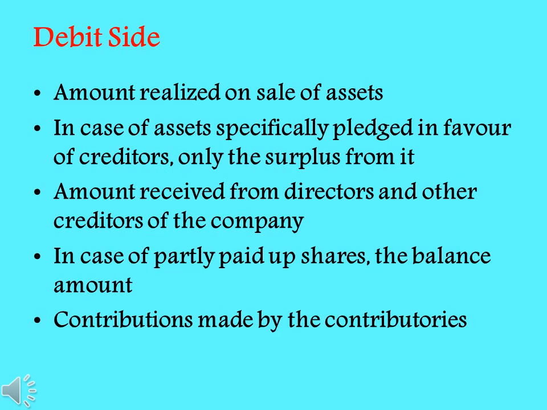The following are the various aspects of the debit side. It consists of the amount realized on sale of assets. In case of assets specifically pledged in favor of any creditors, only the surplus arising therefrom. The amount received from directors and other creditors of the company. In case of partly paid shares, the balance amount and the contributions made by the contributories.